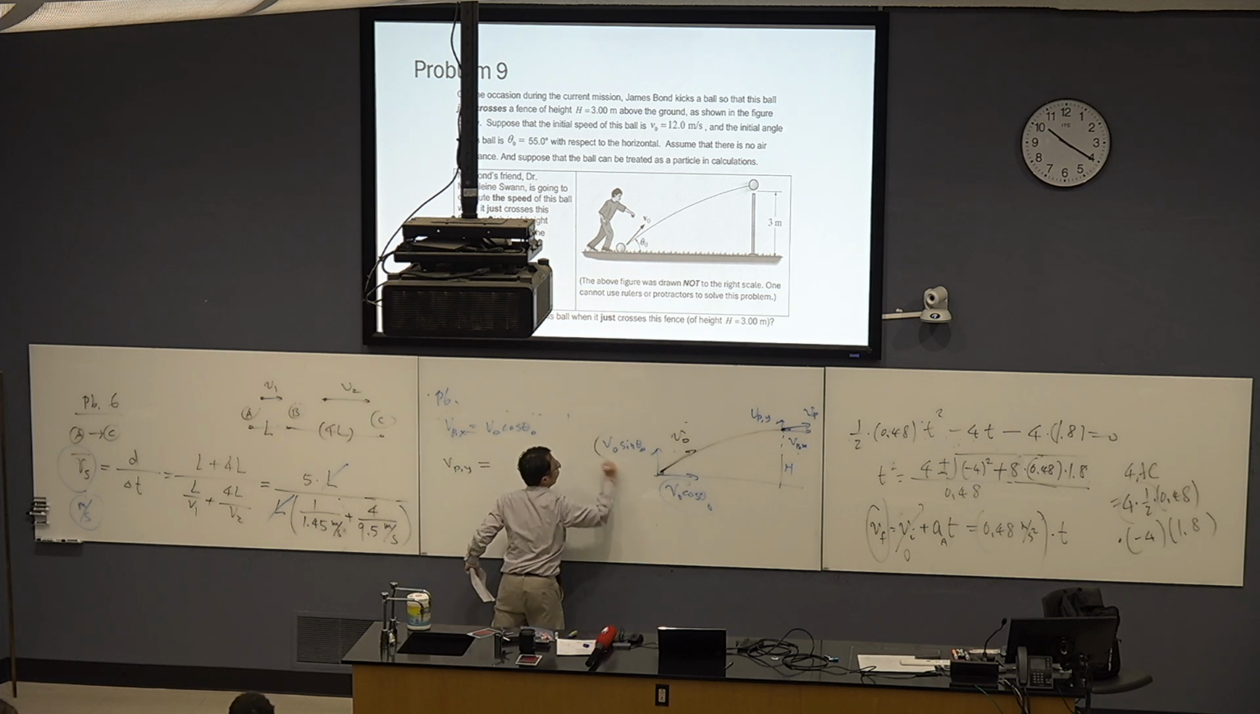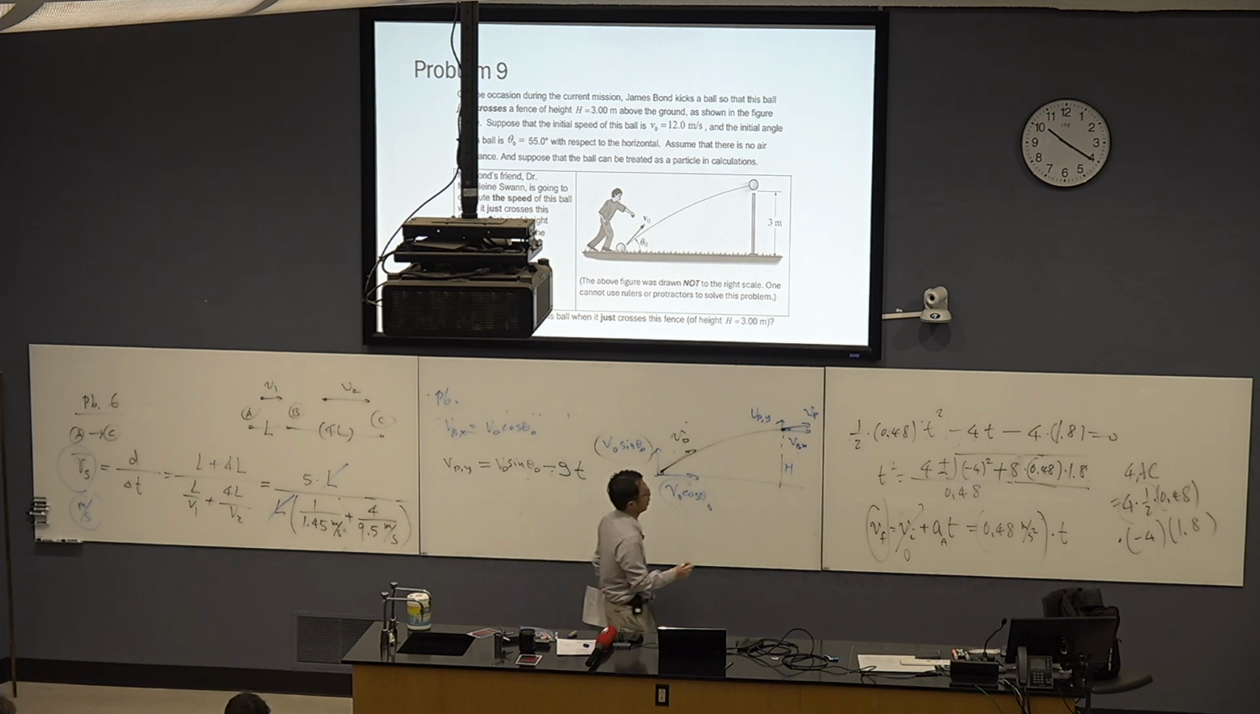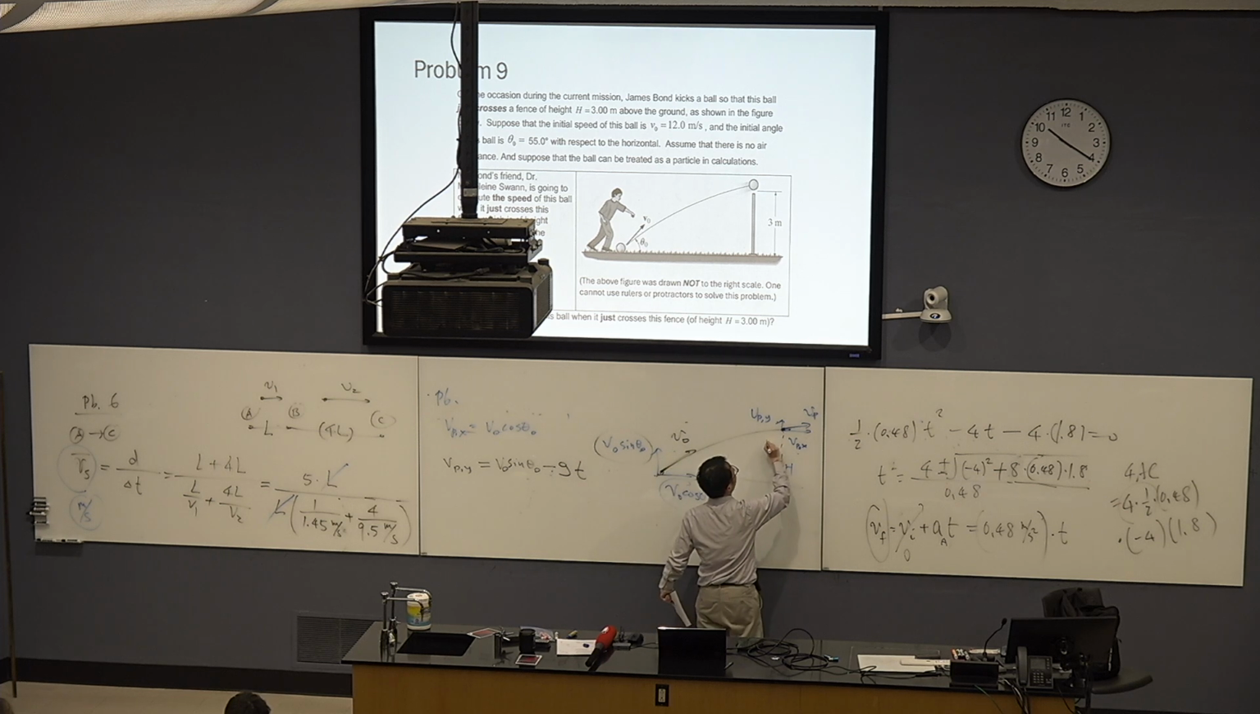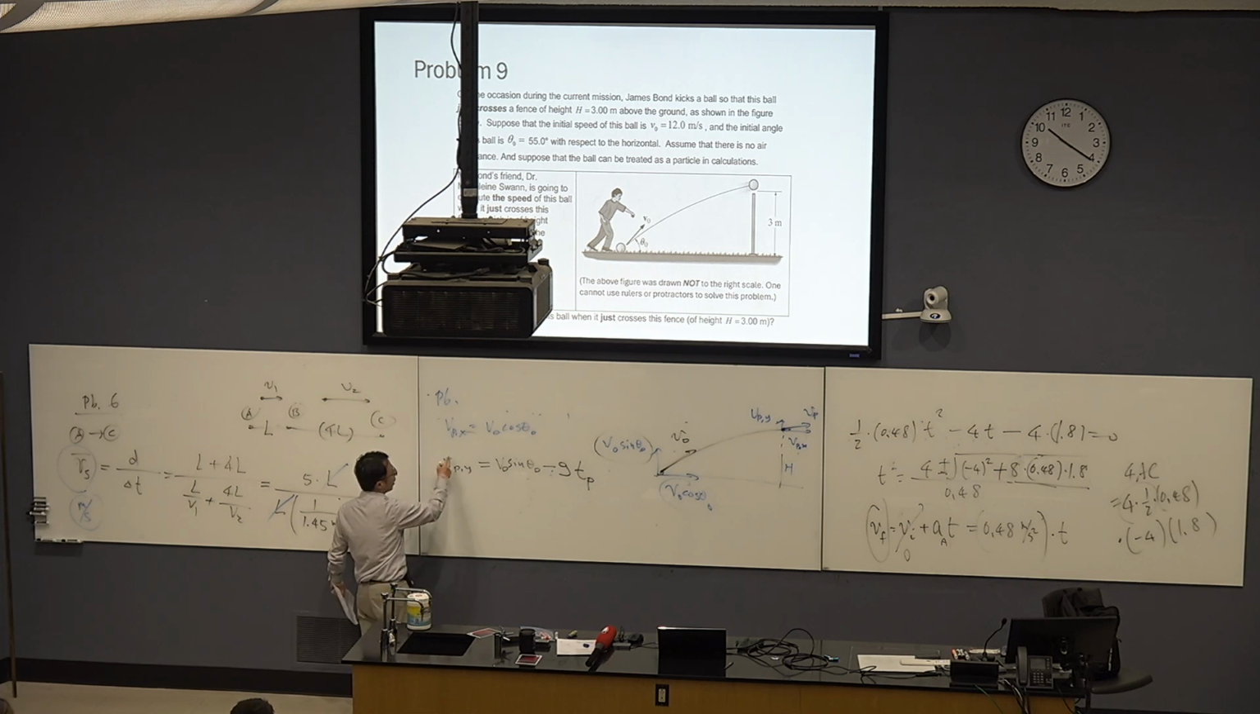Vp,y should be equal to that initial y component of velocity, which is V naught sine theta naught, minus g times the time. And that time we can call T, or TP. Let's call it TP, right? But here still, we do not know this.